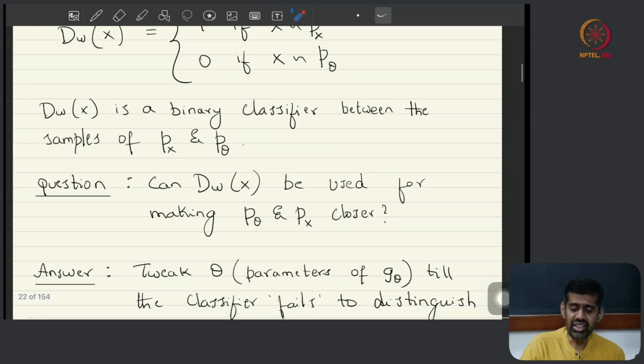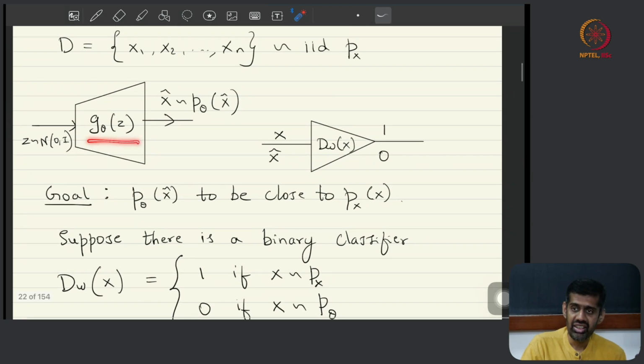Now the question is, can this binary classifier be used to make p theta as close to px as possible? This is the setting that we have: a function approximator, and a binary classifier that would classify between the samples of the true distribution and the distribution that is imposed by the output of this particular sampler. The question is, can we use this classifier to enforce p theta to go as close to px as possible? Can you think of a method to do that?